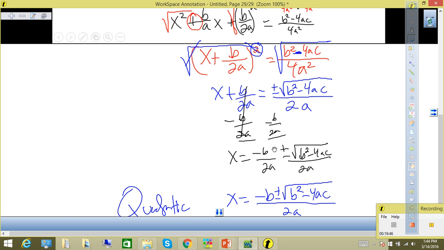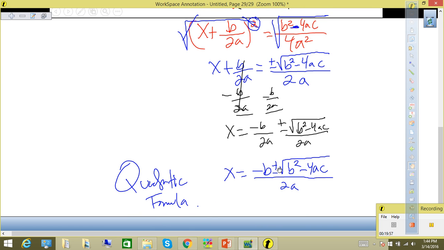But we have two fractions, this one and this one. What do we notice? We have the common denominator, so we write it as one fraction. That's how we end up with x equals minus b plus minus square root b squared minus 4ac over 2a. Bam. Isn't that cool? And that's how we get the quadratic formula.